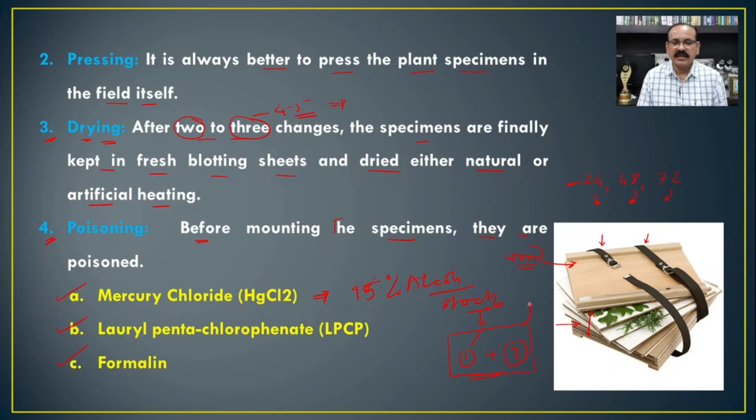Such a poisoning solution is sprayed on the different specimens which are collected and ready to mount on the herbarium sheets. This is very poisonous, and hence it is necessary to take care while using mercury chloride. If there is any cut on the hand, in such cases we have to avoid the use of mercury chloride. In comparison to mercury chloride, the LPCP, that is lauryl pentachlorophenate, is safer.